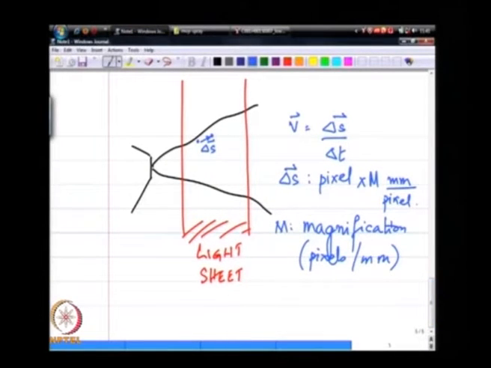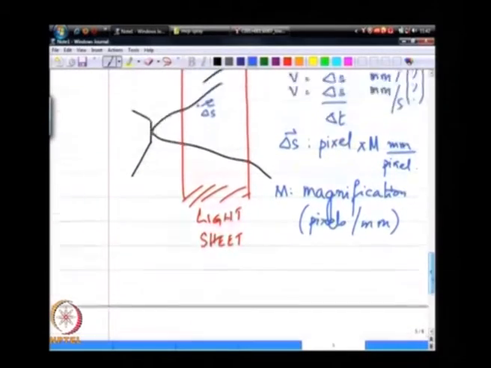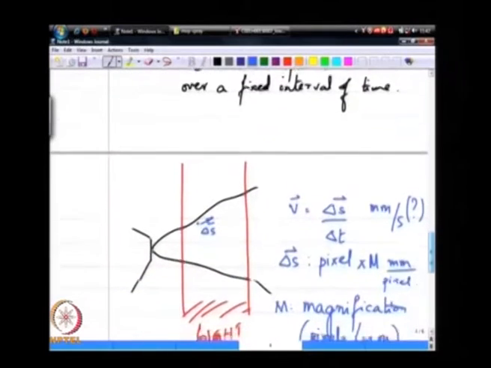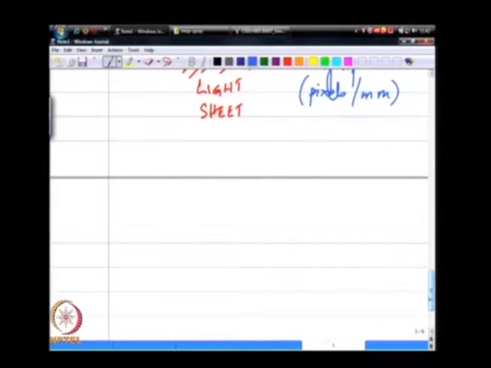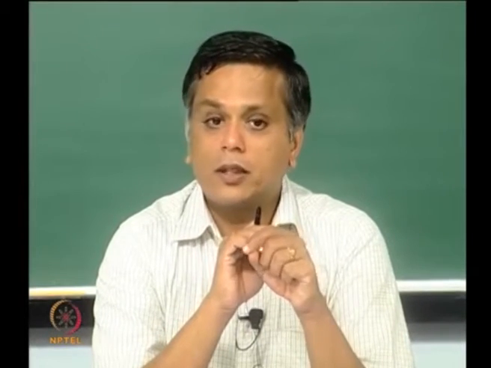In any case, I do need this magnification in pixel per mm to convert displacement in pixels to velocity in length units, let us say mm per second. So, this is the simplest of microscopic parameter measurements. If I want to measure droplet velocity, all I have to do is create a sheet of light and look at the displacement of the pixel in the plane of the light sheet, and that gives me the velocity vector in the plane of the light sheet.